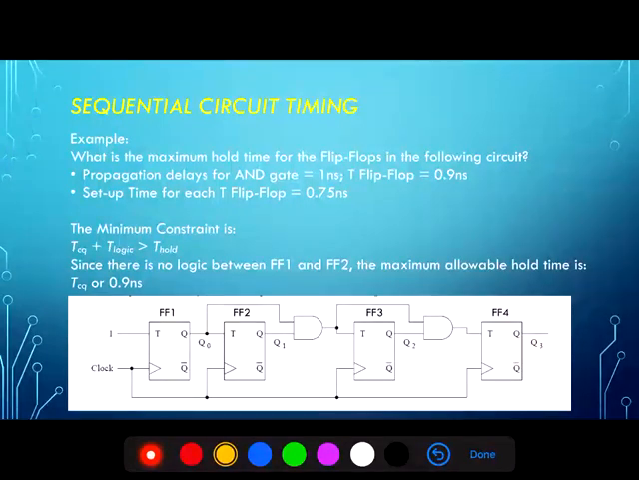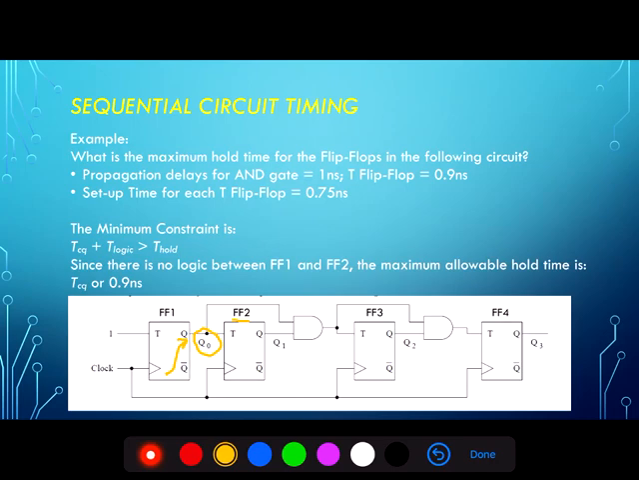And here, since there's no logic between flip-flop number 1 and flip-flop number 2, the maximum time that it could take for this output, Q0, and input to the second flip-flop, the maximum amount of time it could take for the hold time on the flip-flop is constrained by this propagation delay.